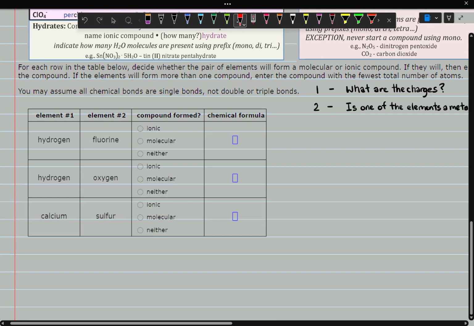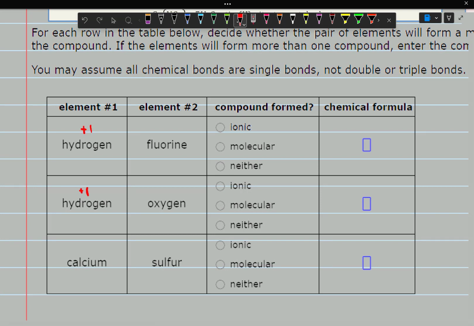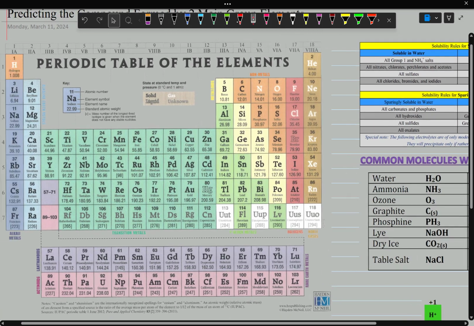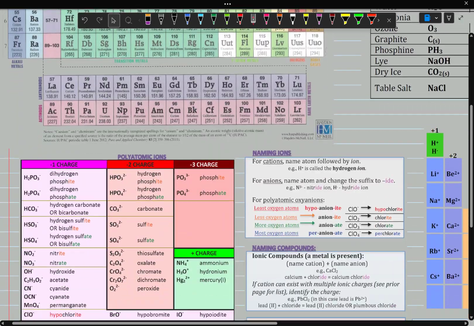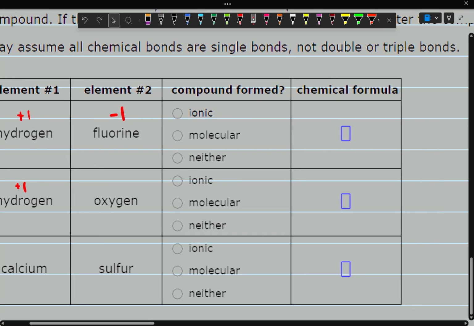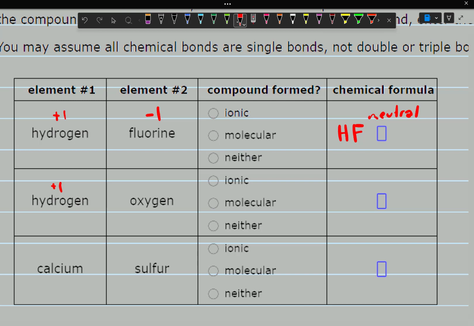So looking at our first one here, we can see that we have hydrogen. We know that hydrogen has a +1, and then +1 here as well. And then we also have fluorine. So if we go to the periodic table, we see that fluorine is in group 7 here, and we know that group 7 has a -1 charge. So that means if we have a +1 charge and a -1 charge coming together, they can simply just come together to make hydrogen fluoride, and that's it. This is a neutral compound, and that's all we need to know.